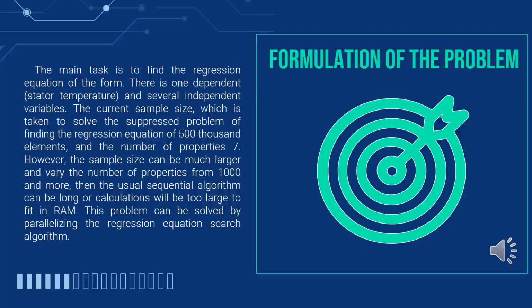Formulation of the problem. The main task is to find the regression equation of the form. There is one dependent variable, stator temperature, and several independent variables. The current sample size, which is taken to solve the problem of finding the regression equation, is 500,000 elements, and the number of properties is 7. However, the sample size can be much larger and the number of properties can vary from 1000 and more. Then the usual sequential algorithm can be long or the calculations will be too large to fit in RAM. This problem can be solved by parallelizing the regression equation search algorithm.